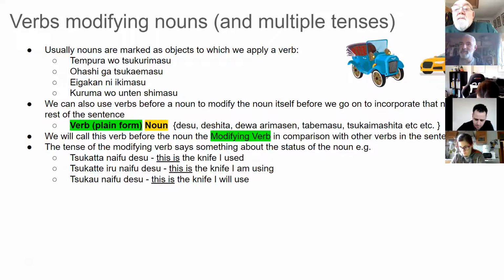I'm seeing some affirmative nodding, which is good. I like affirmative nodding, or affirming nodding. Alles gut? Alles klar? Yeah.